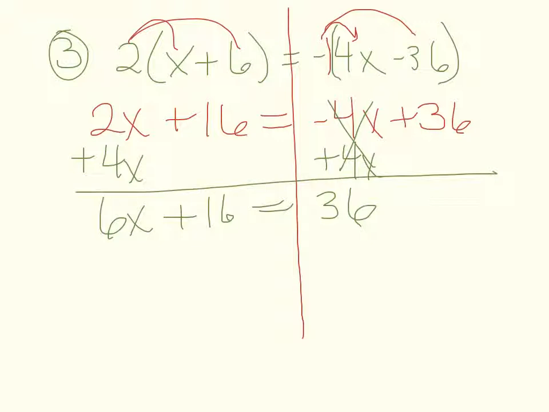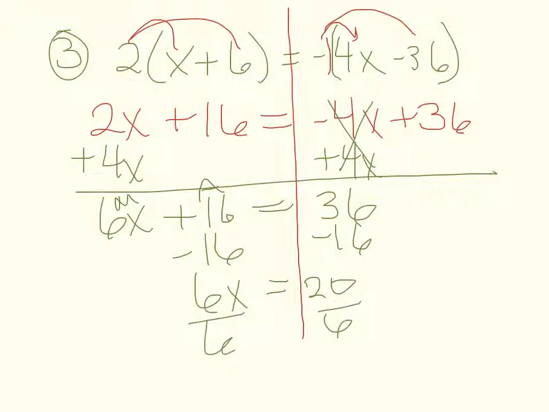Now it's a two-step equation. We have multiplication and we have addition. So I'm going to get rid of the addition first by subtracting. Okay, so we have 6x equals, and 36 minus 16 is 20. Divide by 6. Okay, x equals.